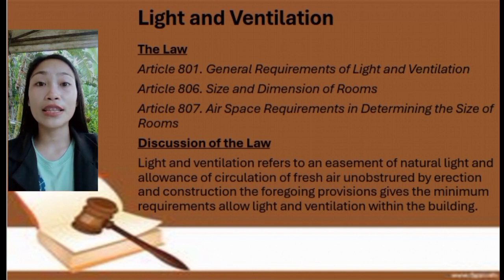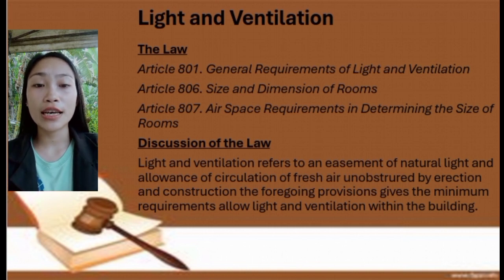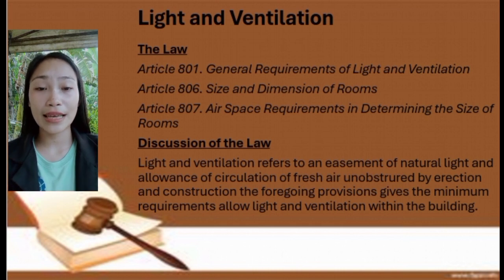Discussion of the law. Light and ventilation refers to an easement of natural light and allowance of circulation of fresh air unobstructed by erection and construction. The foregoing provisions give the minimum requirements to allow light and ventilation within the building.